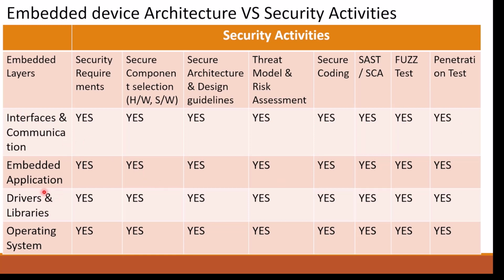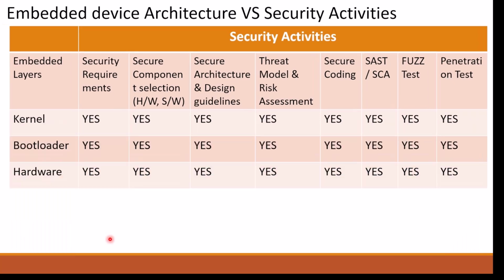Then the embedded application layer, here also all the activities we need to do, like security requirements, secure component selection for the application related components, secure architecture and design guidelines, threat model and risk assessment, secure coding, SAST, SCA, fuzz test, penetration test. These activities we need to consider for this application. Drivers and libraries also, all the activities we need to consider. Operating system, all the activities we need to consider.